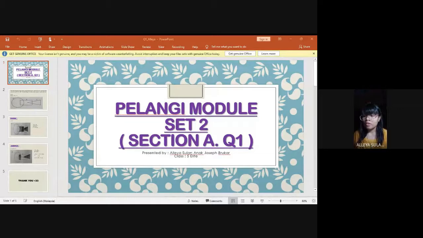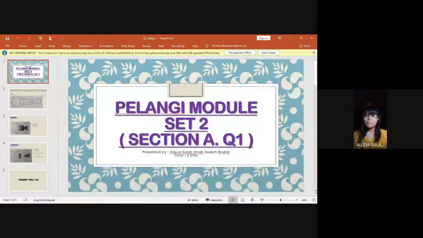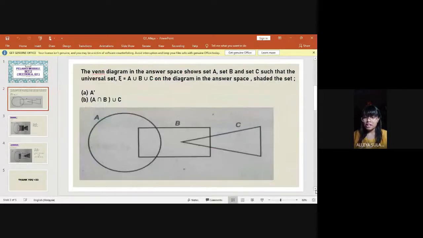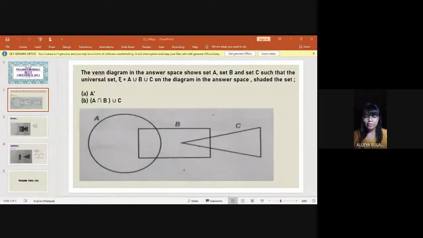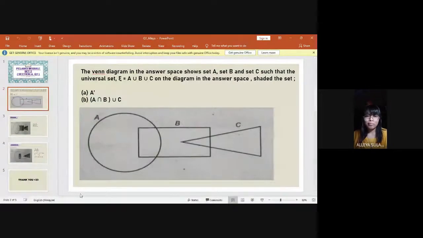Good morning, everyone. I'm Alia. Today I'm going to present Pelangi Module Set 2, Section A, Question 1. The question is, the Venn diagram in the answer space shows set A, set B, and set C, such that the universal set equals A union B union C. On the diagram in the answer space, shade the set for complement A and the intersection of A and B union C.